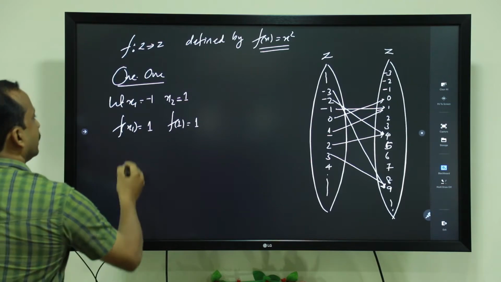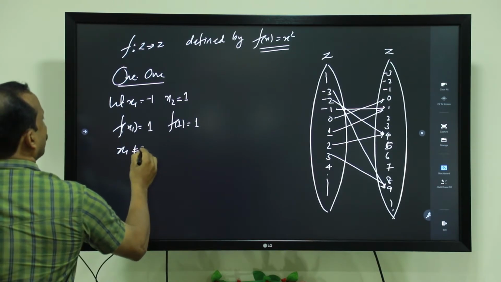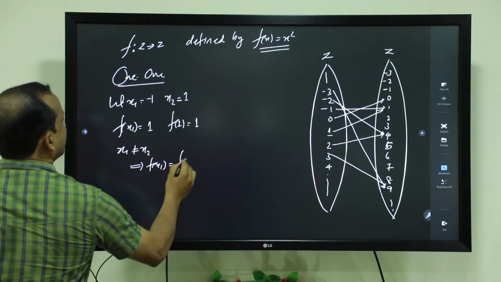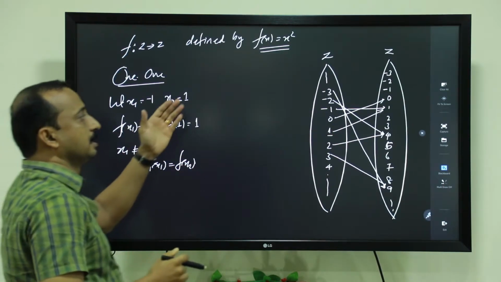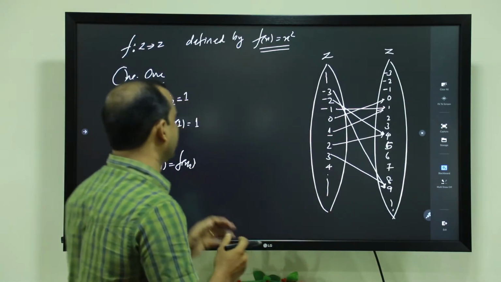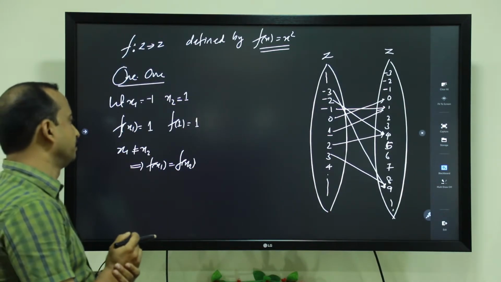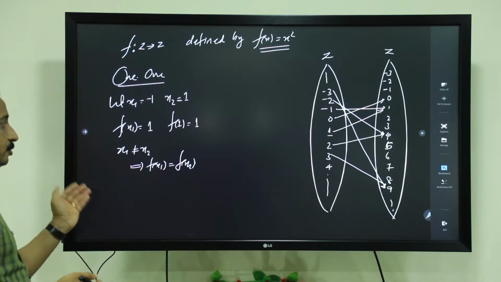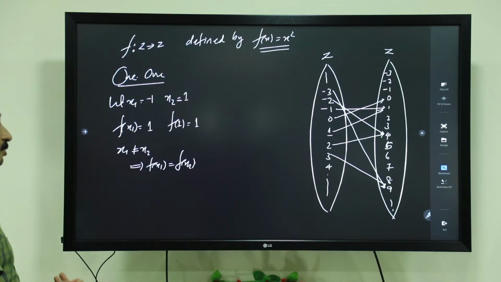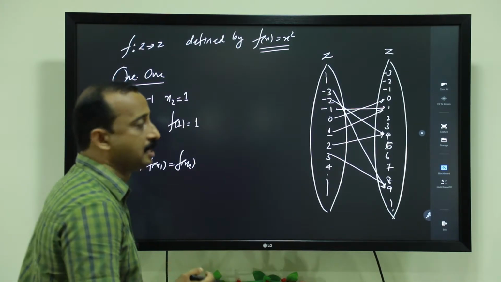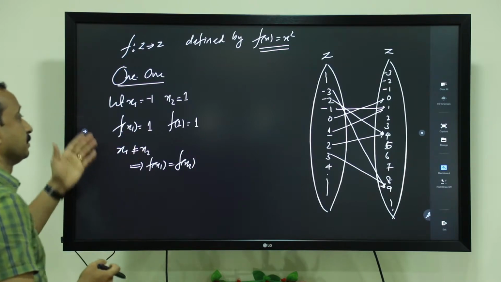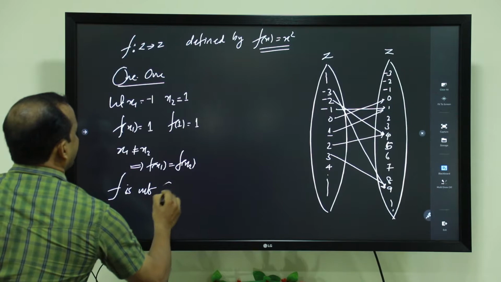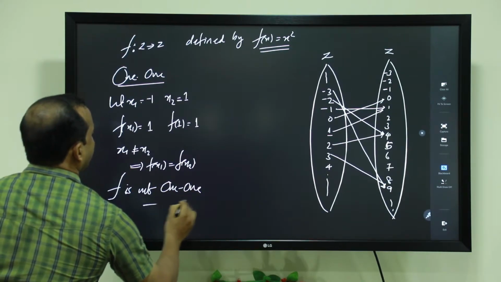Here x1 is not equal to x2, but we get f of x1 equal to f of x2. That means it contradicts the condition that x1 not equal to x2 implies f of x1 not equal to f of x2. If x1 not equal to x2 implies f of x1 not equal to f of x2, then the function is said to be 1-1. But here x1 and x2 are different elements and their images are the same, and therefore our function is not 1-1.